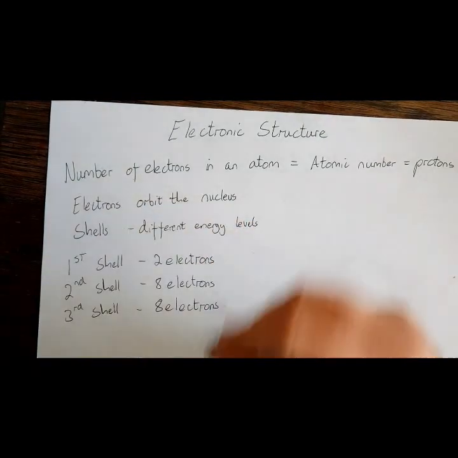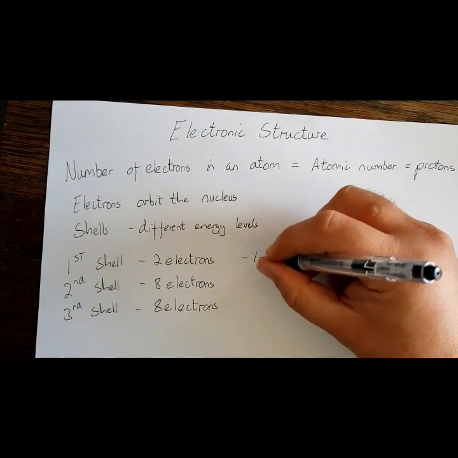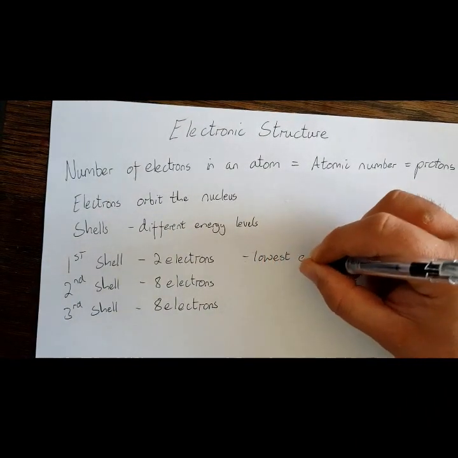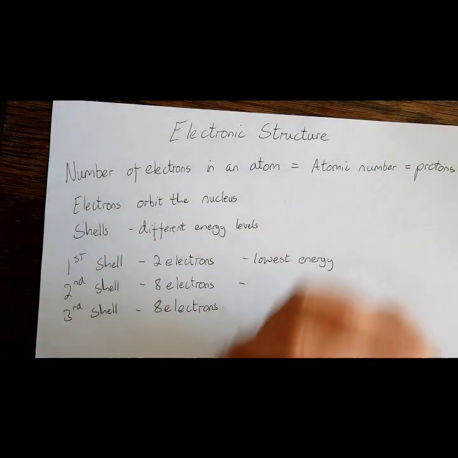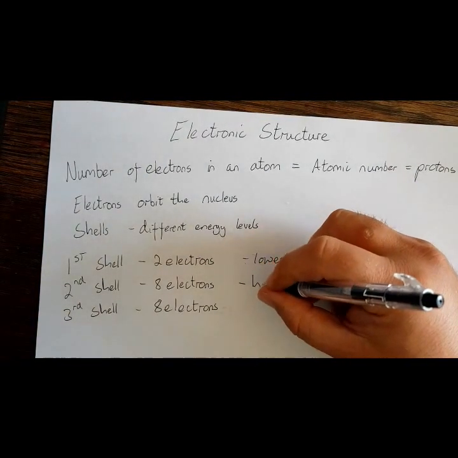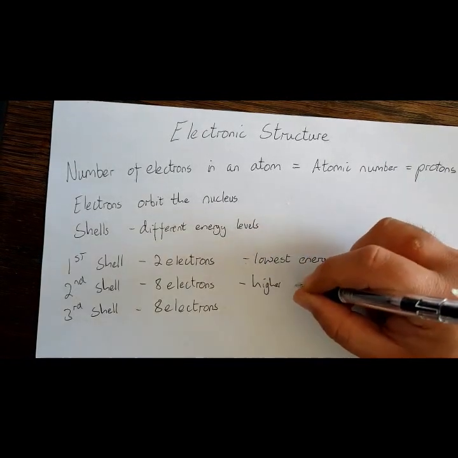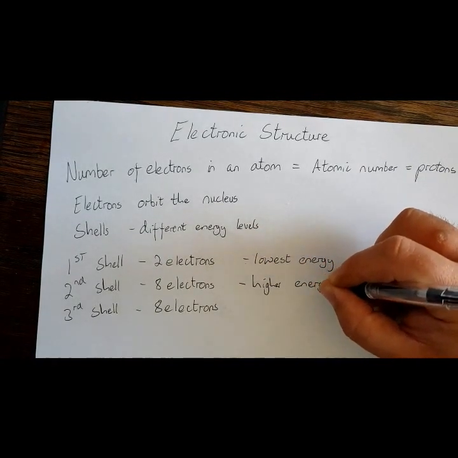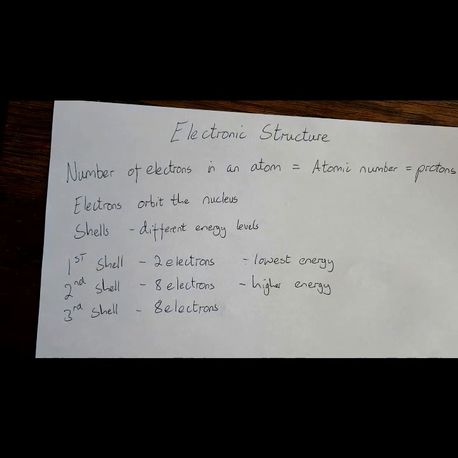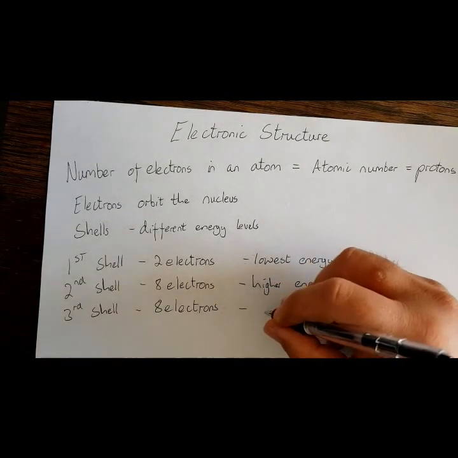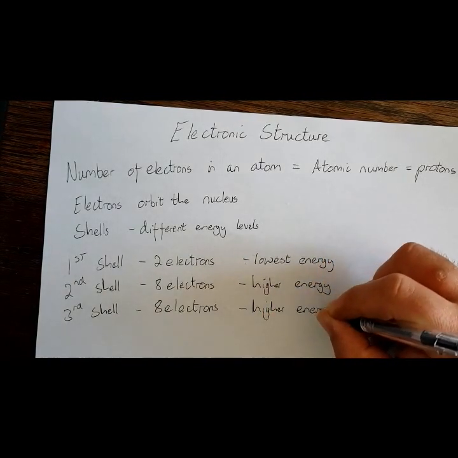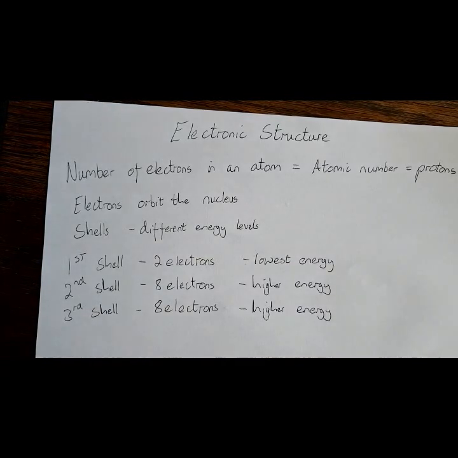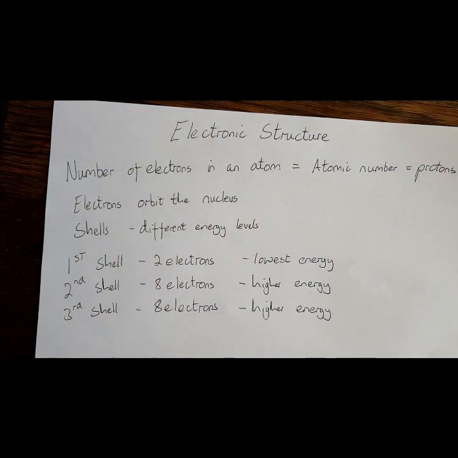Now this first shell is the lowest energy level. Our second shell is a higher energy level. We've increased it from the first shell up to the second shell. The electrons have a bit more energy to orbit in that shell. The third shell has an even higher energy level. We're just constantly moving up through energy levels.